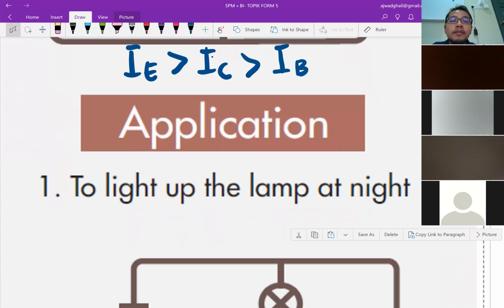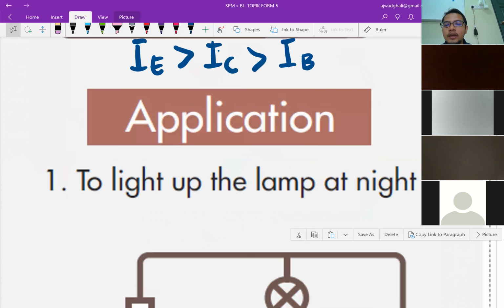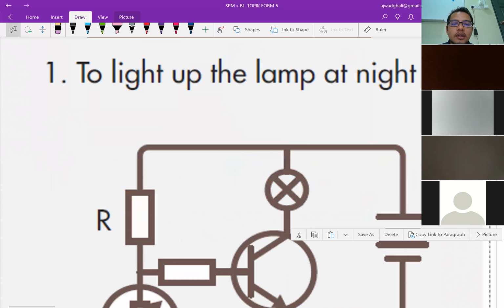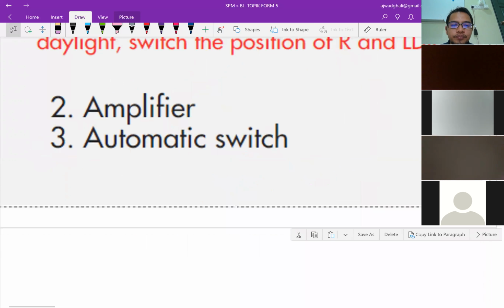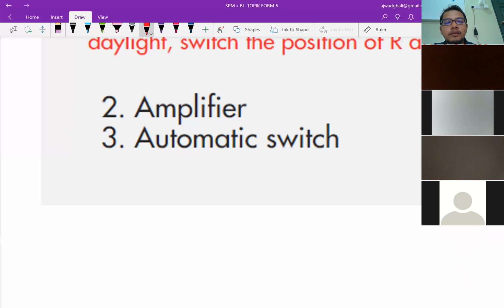Okay, so what is the function of a transistor? For a diode we use it in rectification. Only one, the application is only one. For a transistor, you learn that the applications are two. First is to amplify the current. The second one is to act as an automatic switch. Most of the time, the question will ask you about this. Transistor acts as an automatic switch.